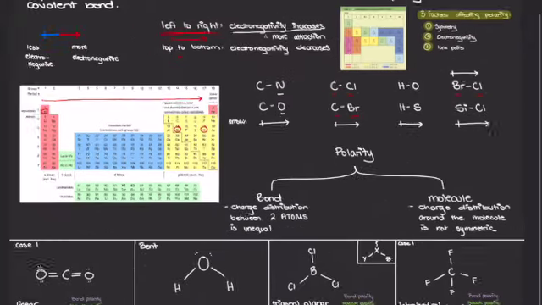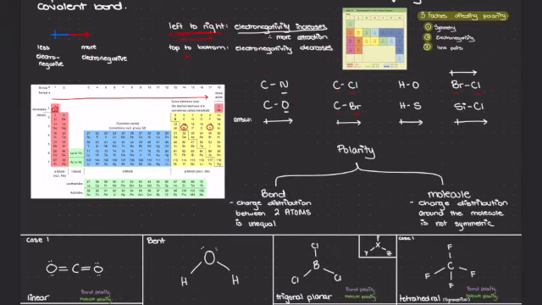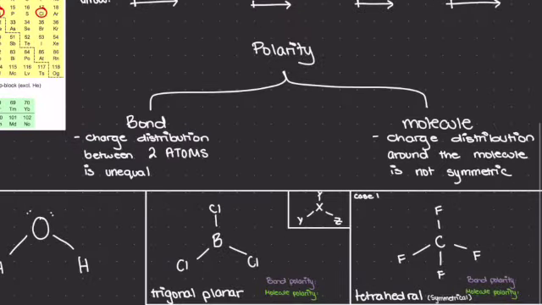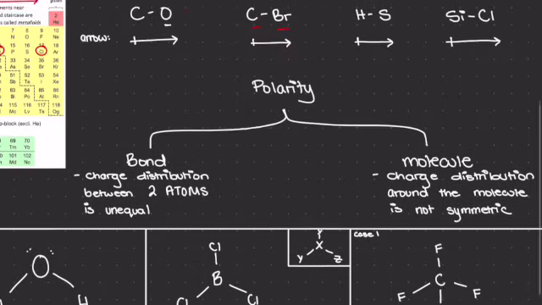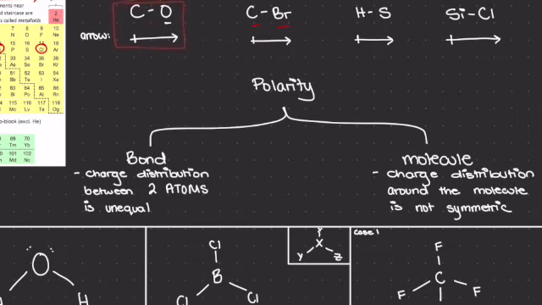So this was just bonds. Now polarity, we can talk about it in the bond aspect and in the molecule aspect. When we're talking about the bond aspect, it's the charge distribution between two atoms, and it's unequal. When we say a polar molecule, it means the charge distribution around the whole molecule is not symmetric.